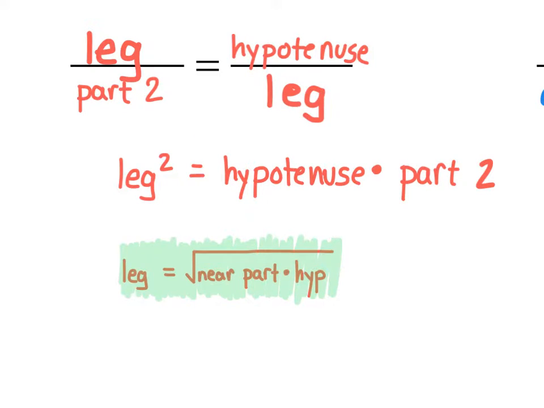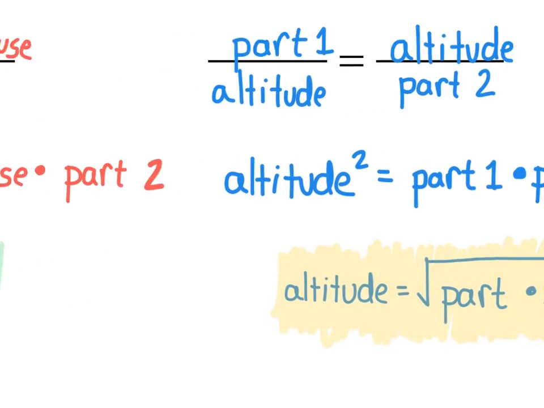If you're looking for one of the legs of the largest triangle, you're going to do the square root of the near part times the hypotenuse. Since there are two parts, we have to be specific. We labeled them as 1 and 2 at the top, but really you're looking for the part that is touching that leg. So I'm just going to call it the near part. And then you go over here.